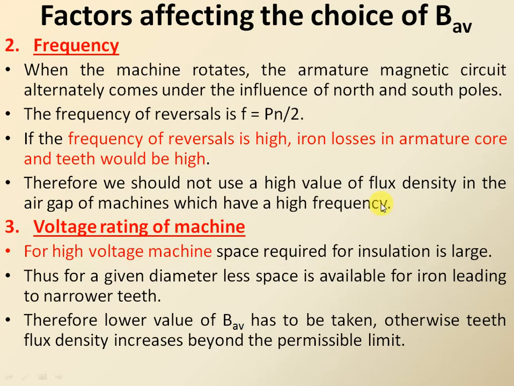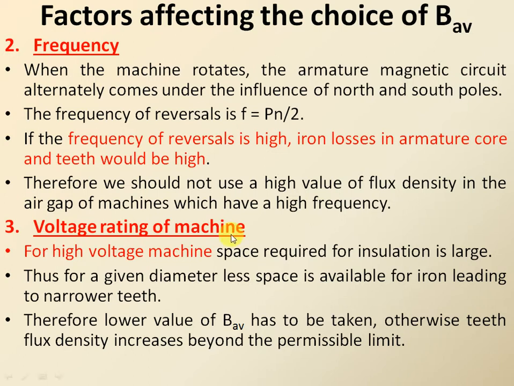This is because if the value of B average is high, then definitely the value of BT will be high, and hence the iron losses will be very high. If you increase the frequency of magnetic reversal, this will consequently result in a very large value of iron loss, which is an unfavorable effect. So it must be ensured that if you choose a large value of B average, that is specific magnetic loading, then the frequency of magnetic reversals should be small.